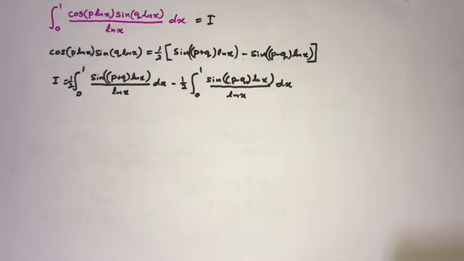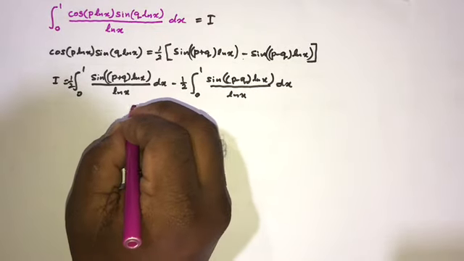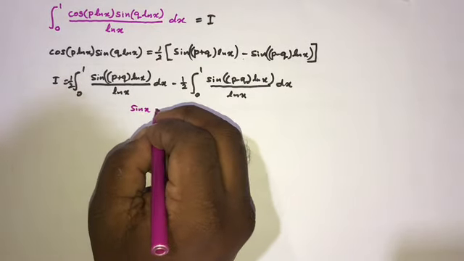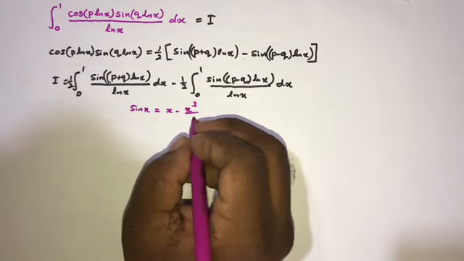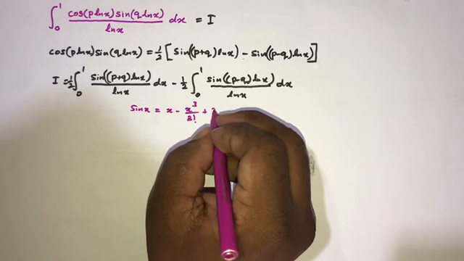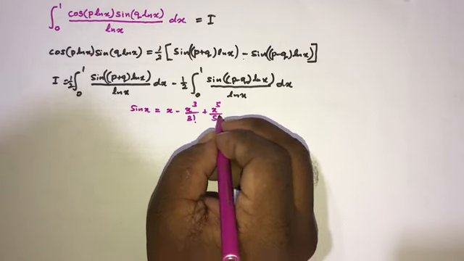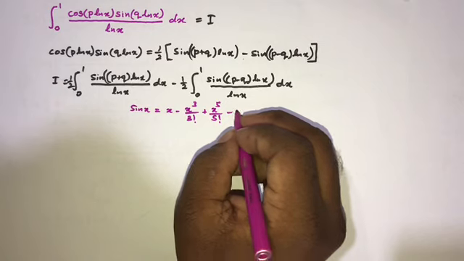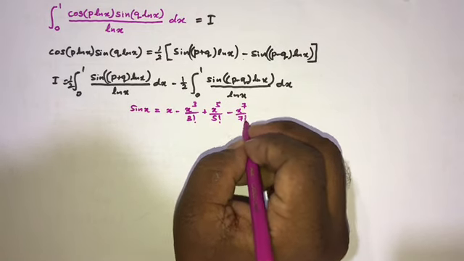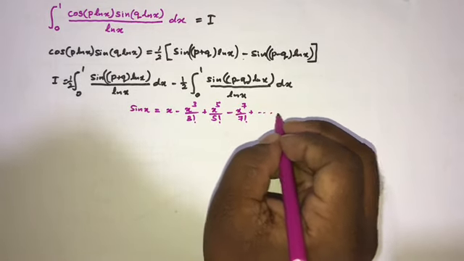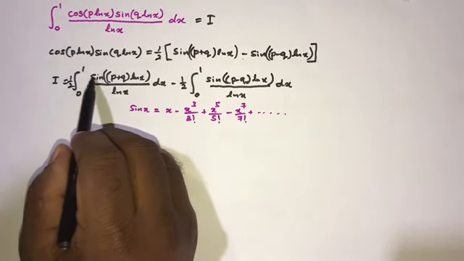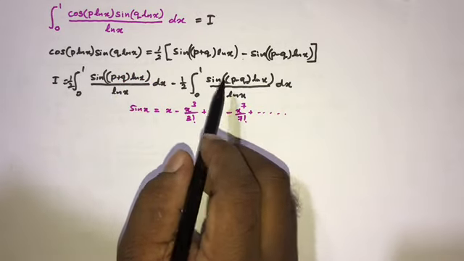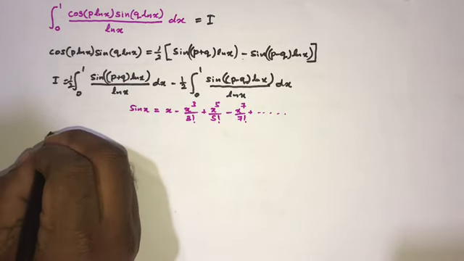Then we know the Taylor series of sine of x. Sine of x is equal to x minus x to the 3rd power over 3 factorial plus x to the 5th over 5 factorial minus x to the 7th over 7 factorial plus so on. Now I am going to use this series for this sine and this sine.